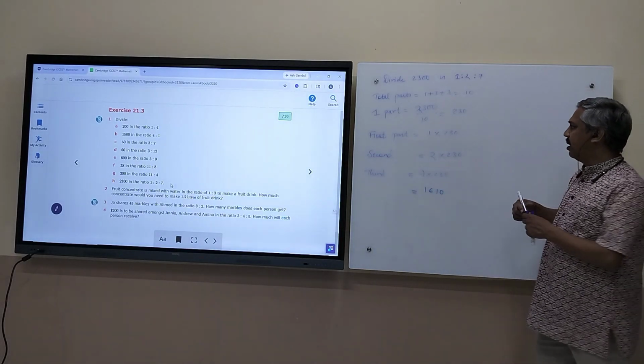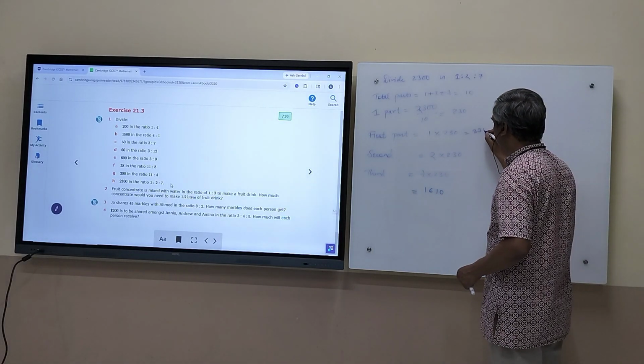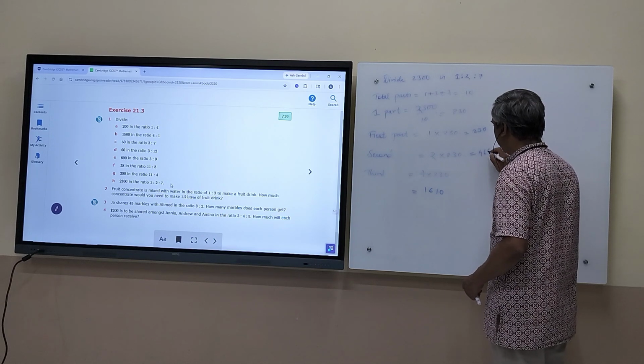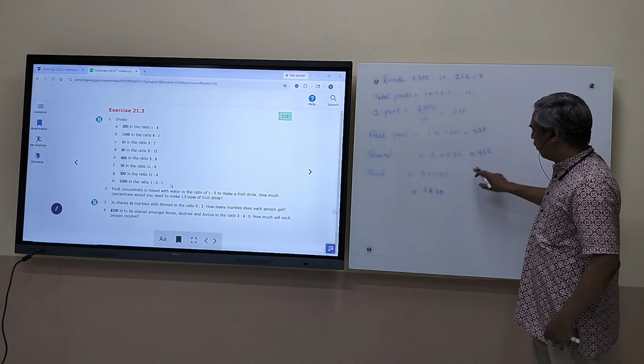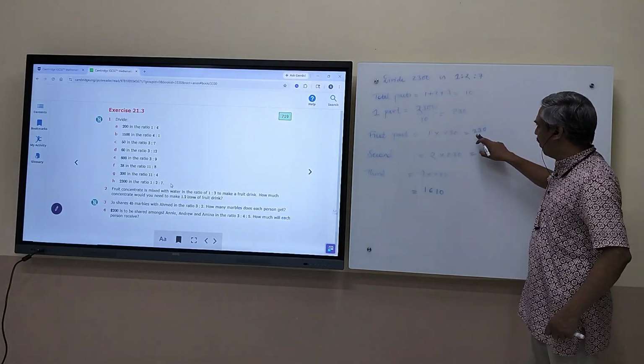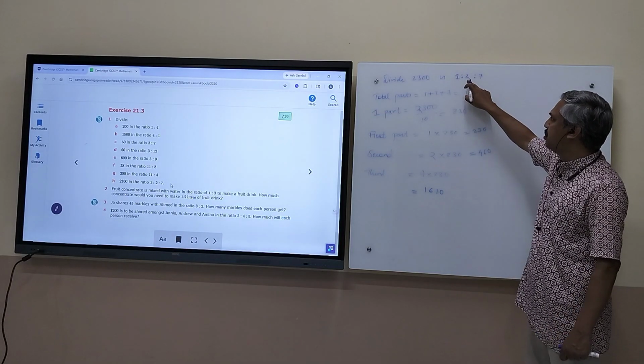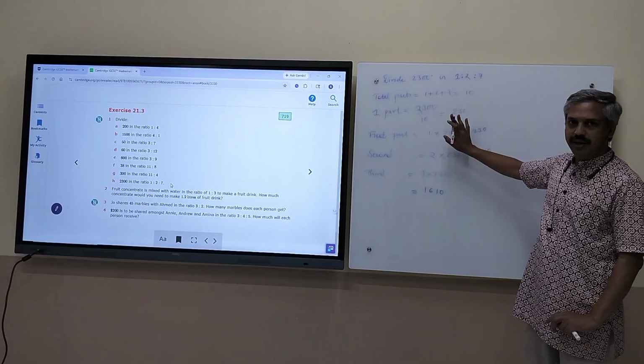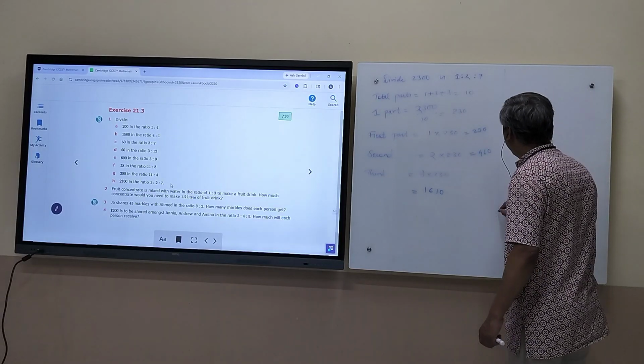So if you add them, this is 230, this is 460, and this is 1610. If you add them together, you get 2300, and if you find the ratio of them, you get 1:2:7. Now we can do it by the ratio method.